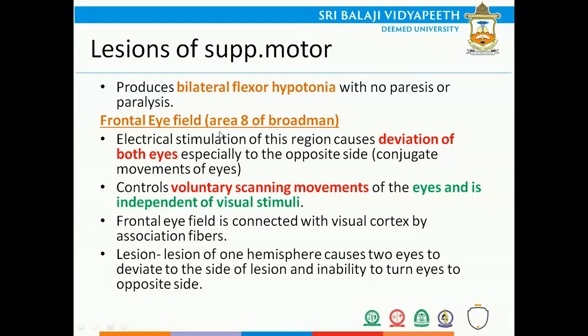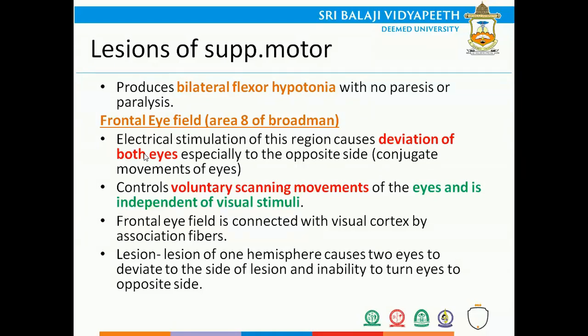Coming to the frontal eye field area, area number 8. Electrical stimulation of this region causes deviation of the eyes. The purpose of the frontal eye field is to control the movements of the eyeball. You know that the eyeball is controlled by muscles, called the extraocular and intraocular muscles. The extraocular muscles are responsible for the movement of the eyeballs to the medial side, lateral side, superior, inferior.